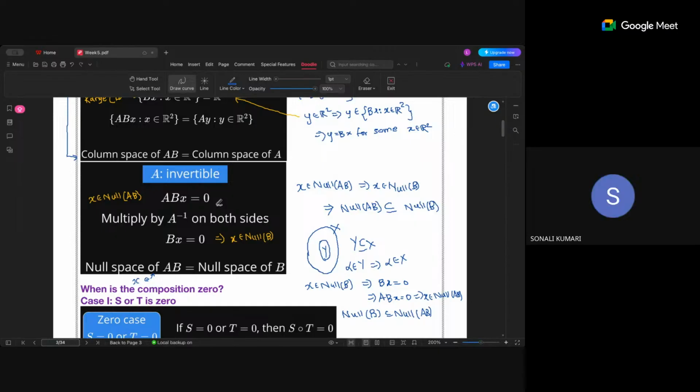Yes, ma'am. Okay, good. So in this case, we simply are saying that ABX is equal to 0 if and only if BX is equal to 0, when A is invertible. This is what we are concluding. Okay, fine.